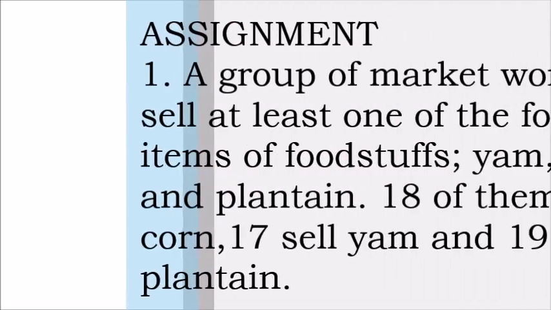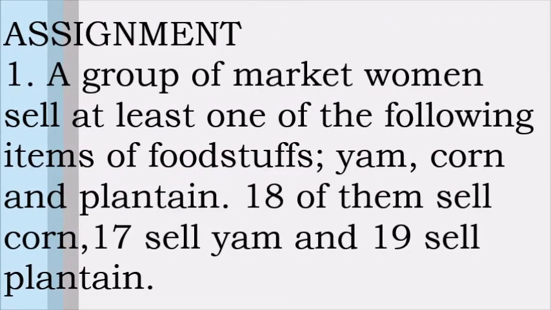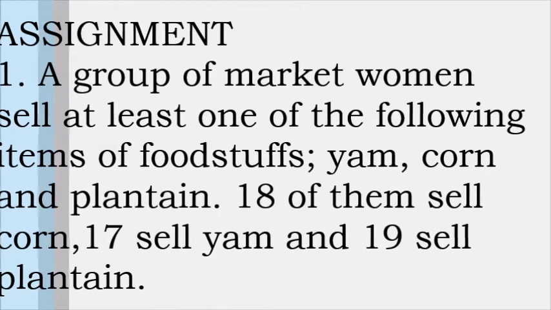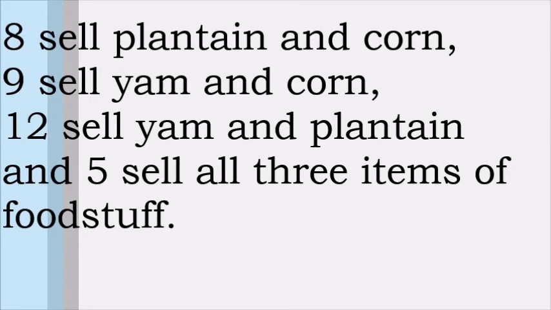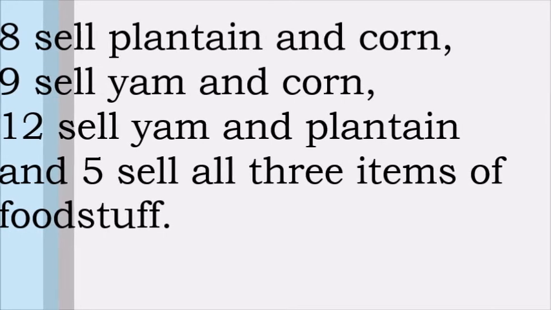Let's take an assignment. Assignment 1. A group of market women sell at least one of the following items of foodstuffs: yam, corn, and plantain. 18 of them sell corn, 17 sell yam, and 19 sell plantain. 8 sell plantain and corn, 9 sell yam and corn, 12 sell yam and plantain. 5 sell all 3 items of foodstuffs.